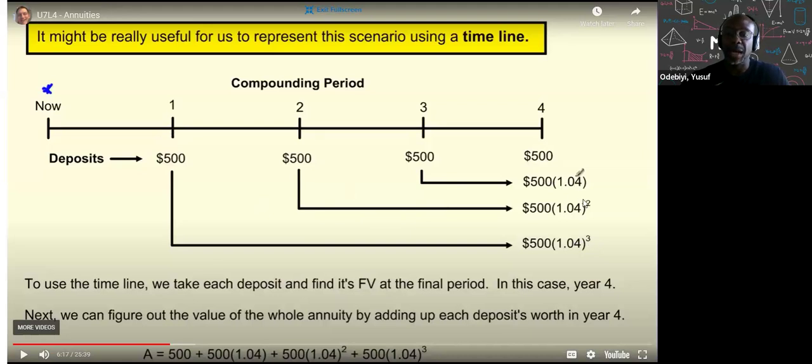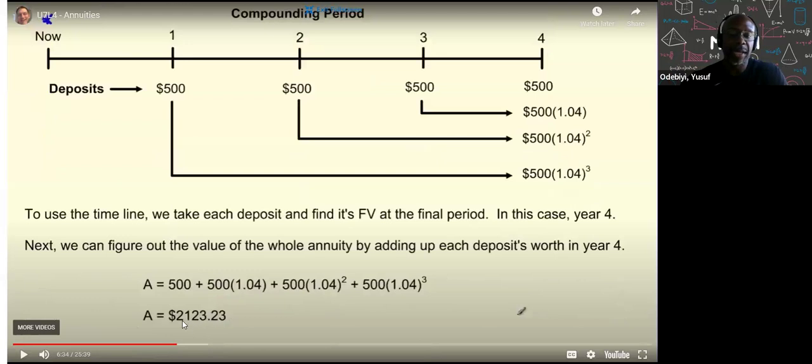The second deposit got compounded twice. The third deposit just got compounded once, and the last deposit got no interest on it because we're looking at the balance after 4 years. So the balance after 4 years would be $500 plus interest, $500 plus interest, $500 plus interest, and then another $500 with no interest because I just got that $500. And here at the bottom it shows you the future amount after you add up all those $500s plus interest.